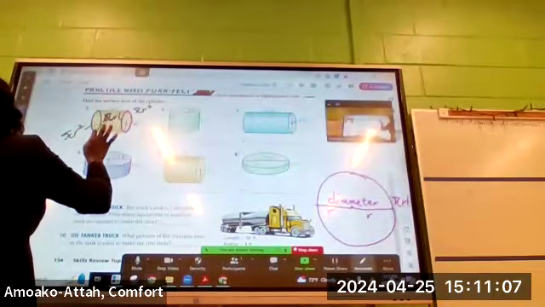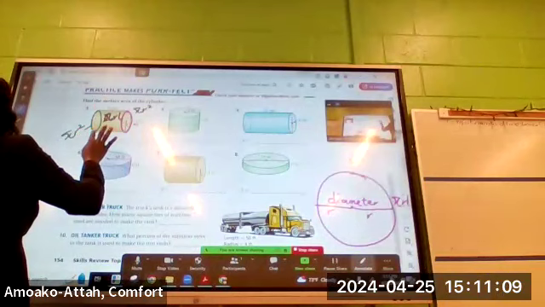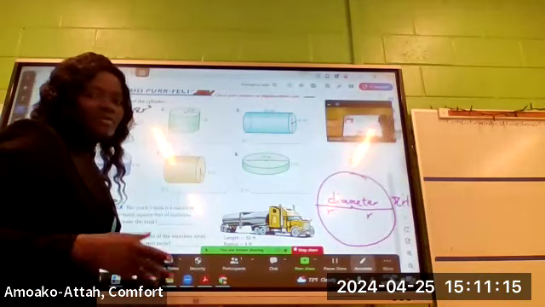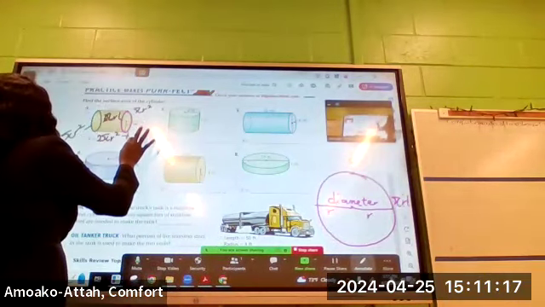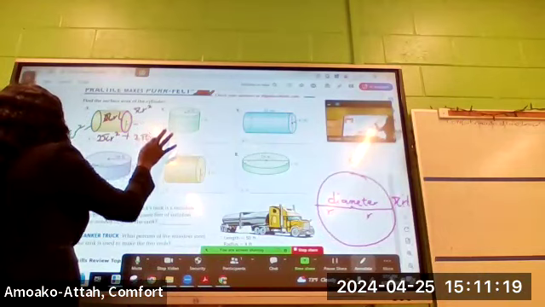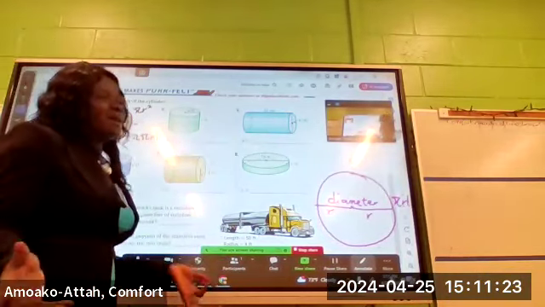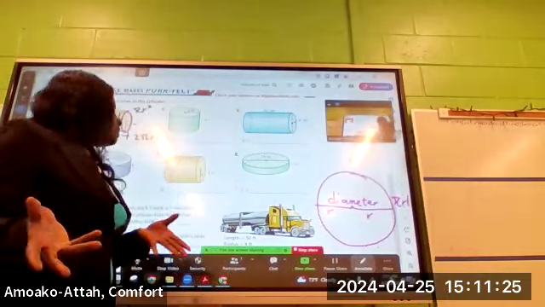2 pi r. All right. Then, if you are writing the surface area, it becomes 2 pi r squared because you have 2 circular parts of it, right? Plus 2 pi r l. So this is the formula for finding the surface area of a cylinder.